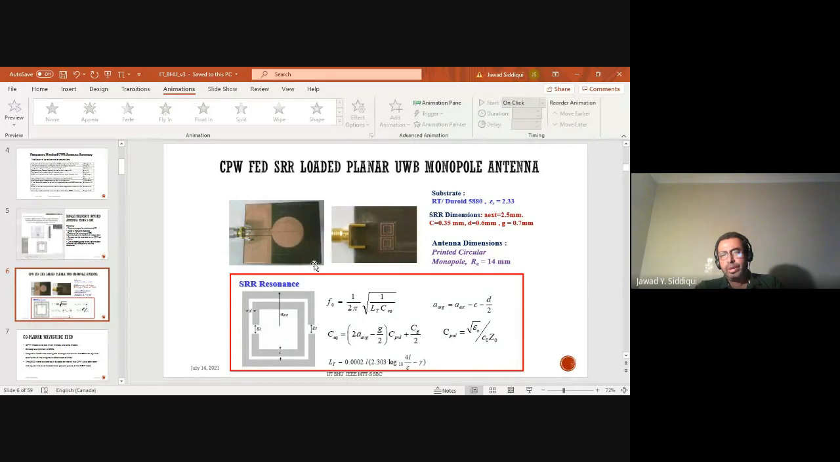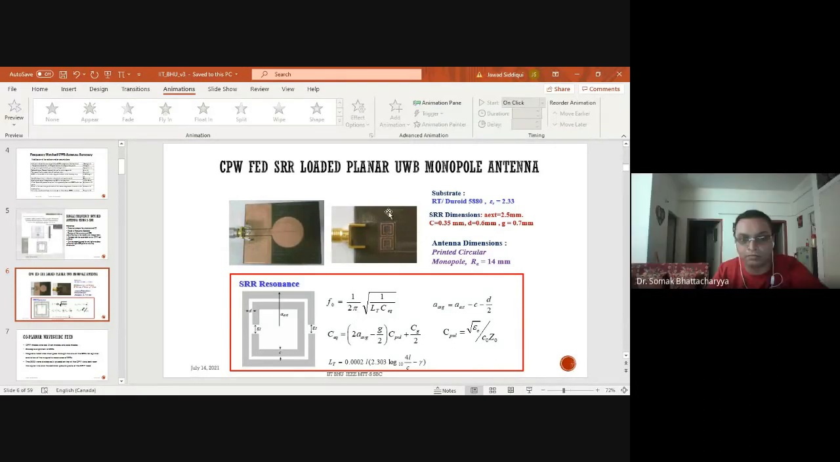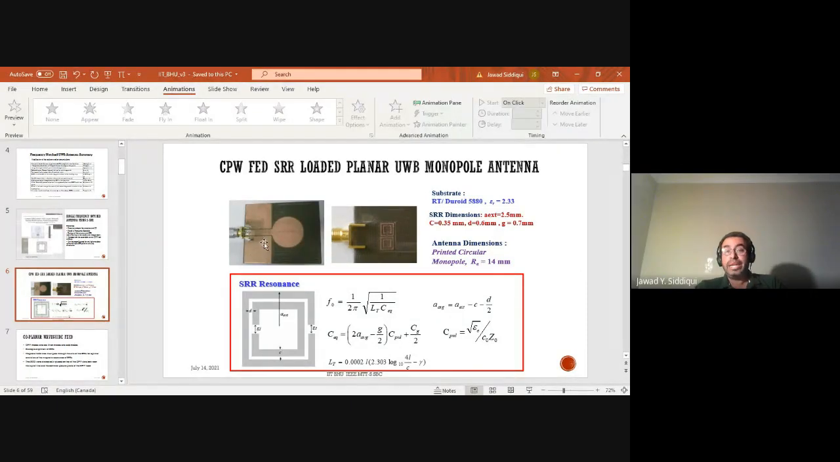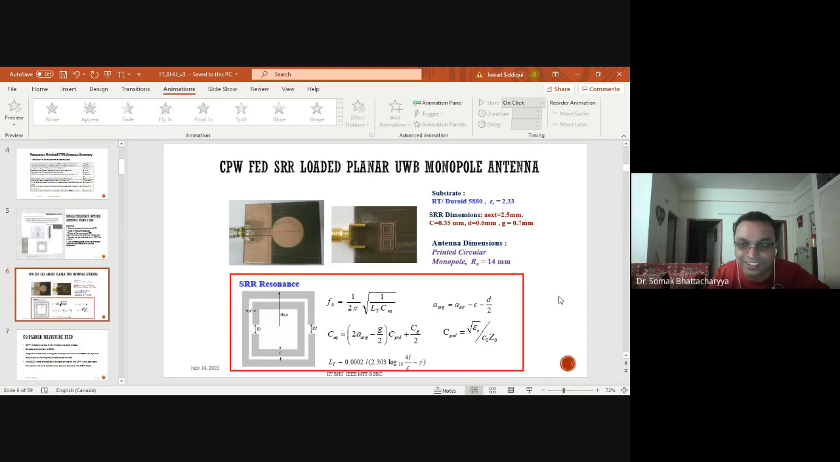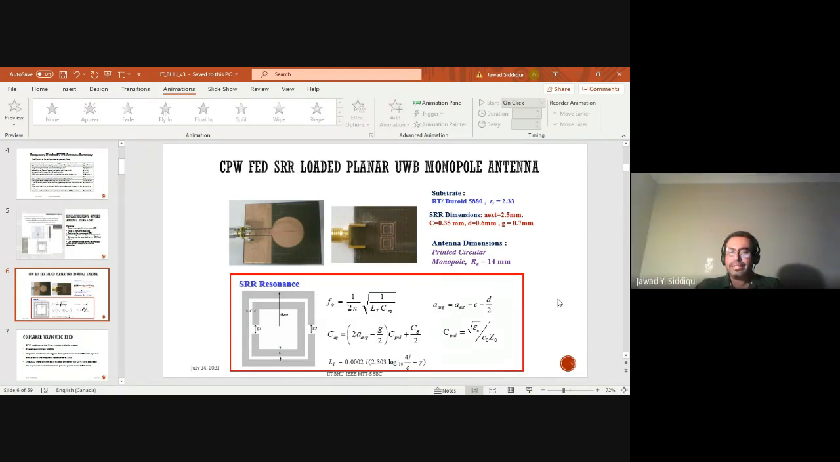Yeah, that would be interesting, because what you can do is keep a ground plane here, right? But then it will be a grounded CPW. You can have a grounded CPW with complementary SRR. Yes, that can also be done. Yes, that's what I was wondering, whether it is feasible or not. Again, for grounded CPW, all the dimensions will change. But then it will be interesting to see.